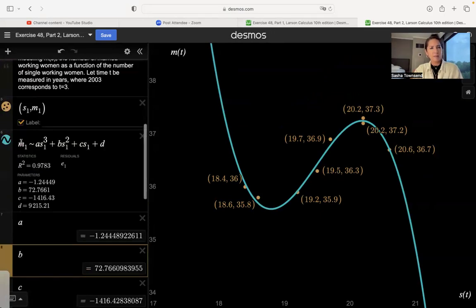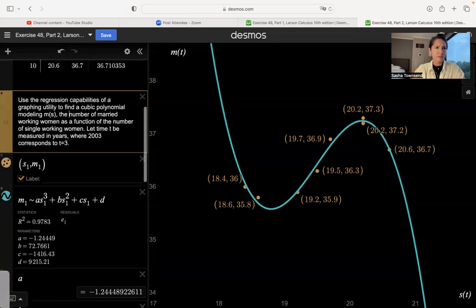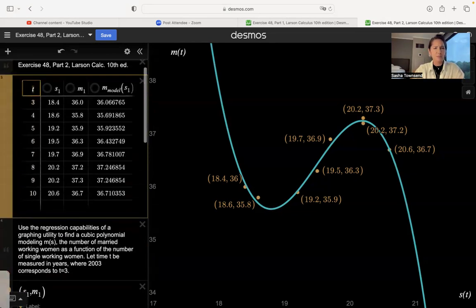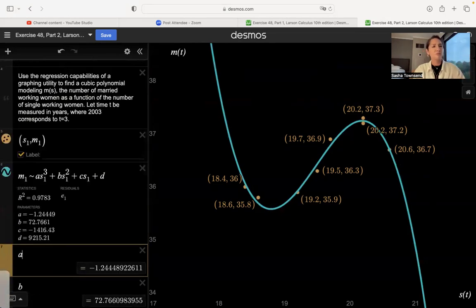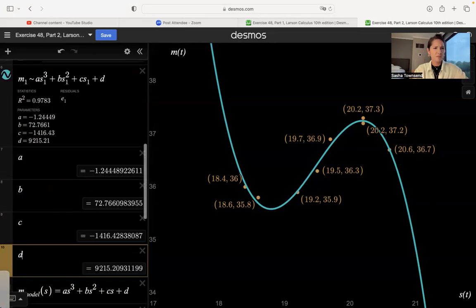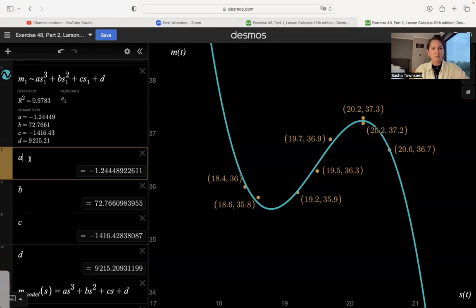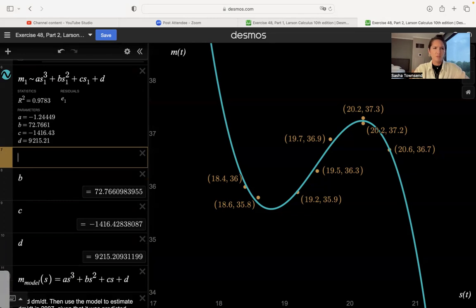So I just type m sub 1 tilde and then the model that I'm looking for, and I'm using m sub 1 and s sub 1 because those are the variables from our table of values up here. I chose s sub 1 and m sub 1 so that I could use s and m as variables that were different from those from the data set. But the values of A, B, C, and D are automatically stored by Desmos. I just wanted to show you what those were.